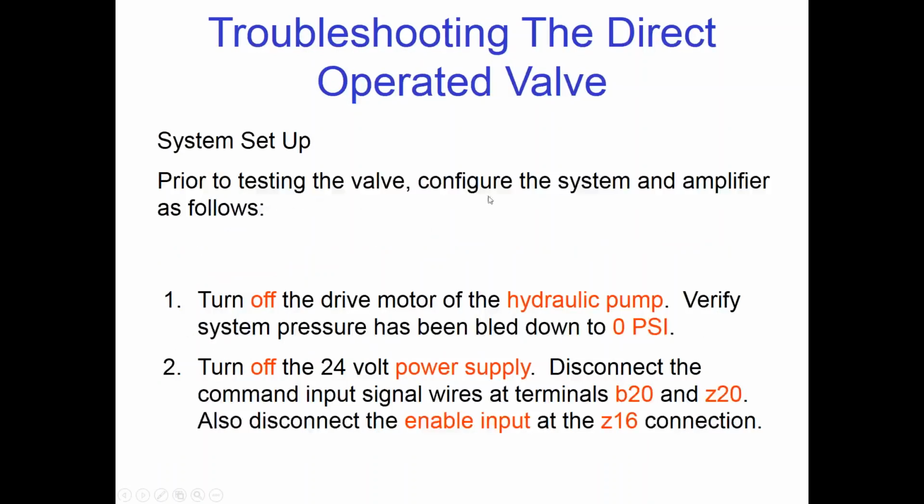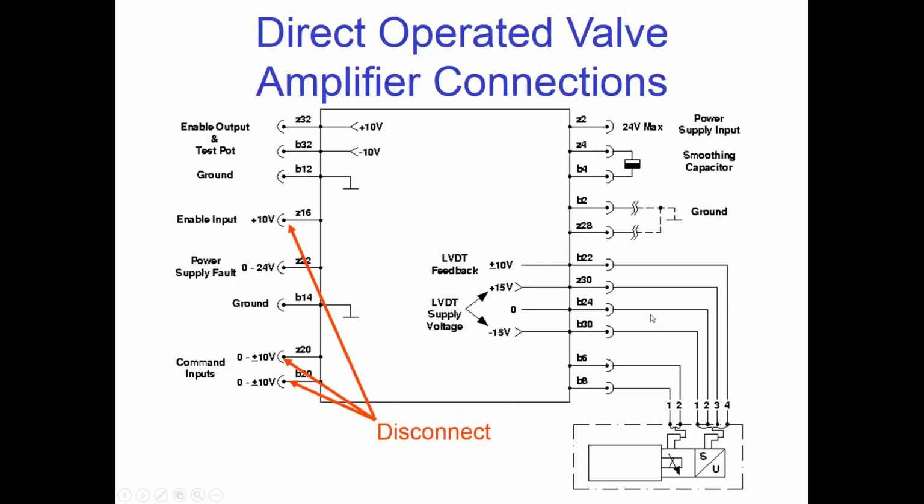Before you test the valve though, make sure that the drive motor on the hydraulic pump is turned off. We don't want anybody injured by any injections. Make sure your system pressure is bled down to 0. Turn off the power supply. We don't want anybody to get shocked. And disconnect the command input signal at B20 and Z20. And disconnect the enable input at Z16. This is it here. You see we're disconnecting the enable input here and our command inputs at Z20 and B20.